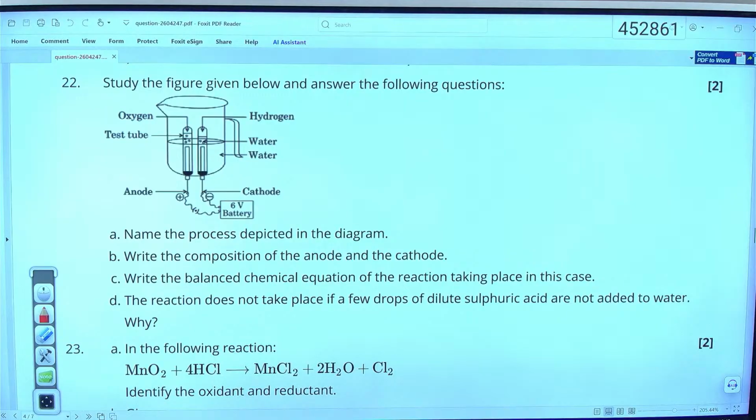Write the balanced chemical equation of the reaction taking place in this case. Write it. What was the chemical reaction taking place here? I asked you to write it, don't you know? In the first chapter... Do you still need to look at the book to write? Just H2. First chapter.